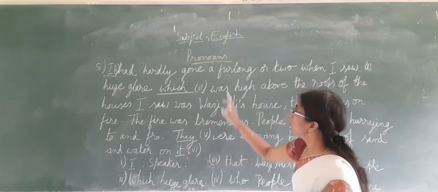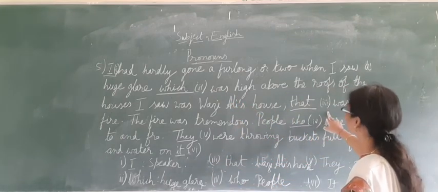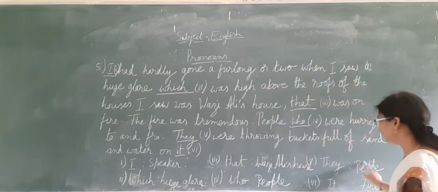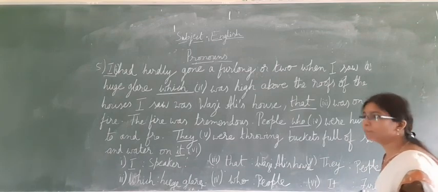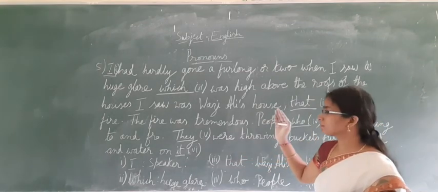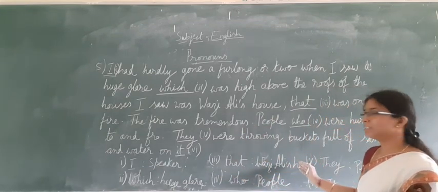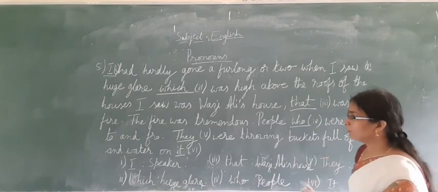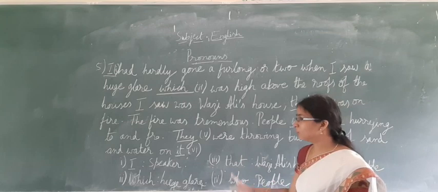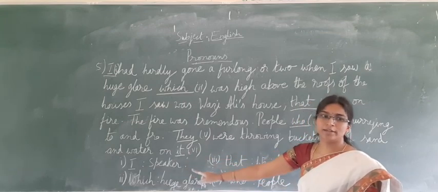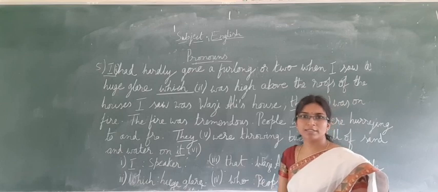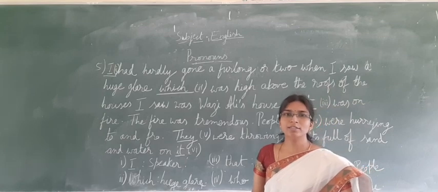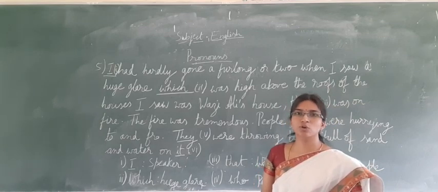So the correct answers: I is the speaker, which is a huge glare, third, that is Wazir Ali's house, who is people, they is people, it is fire. Speaker, huge glare, Wazir Ali's house, people, and fire. These are the nouns which are used instead of the underlined pronouns there. So I hope with the help of these few examples that I have solved, you are able to answer the questions related to this topic of pronouns.